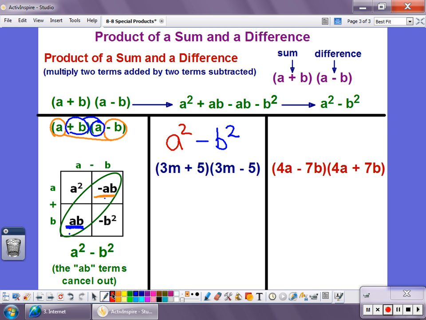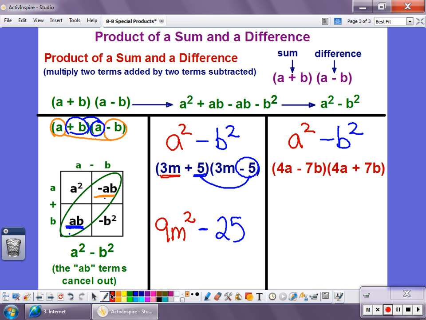So to find my answer, I take a squared, 3m times 3m is 9m squared. I take my b squared term, 5 times 5, which is 25, and I know it's going to be a negative because it's really 5 times negative 5, which is going to give me a negative b squared there. Okay, one last problem, a squared minus b squared.